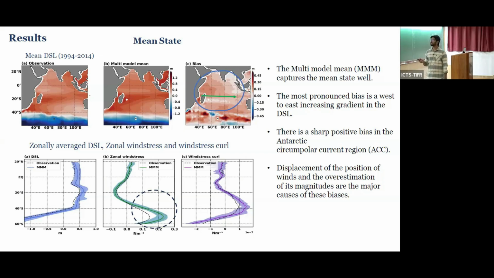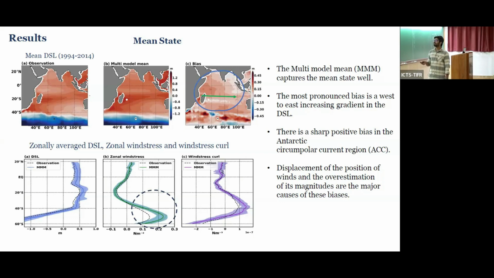And these biases are important because they can affect how the projections are going to be. So if you do not have a good representation of mean state, our confidence in the projections is going to go down. So we need to have a good representation of the mean state. So this is the zonal averaged DSL, zonal wind stress and wind stress curl, and we can see there is a positive bias for all models.